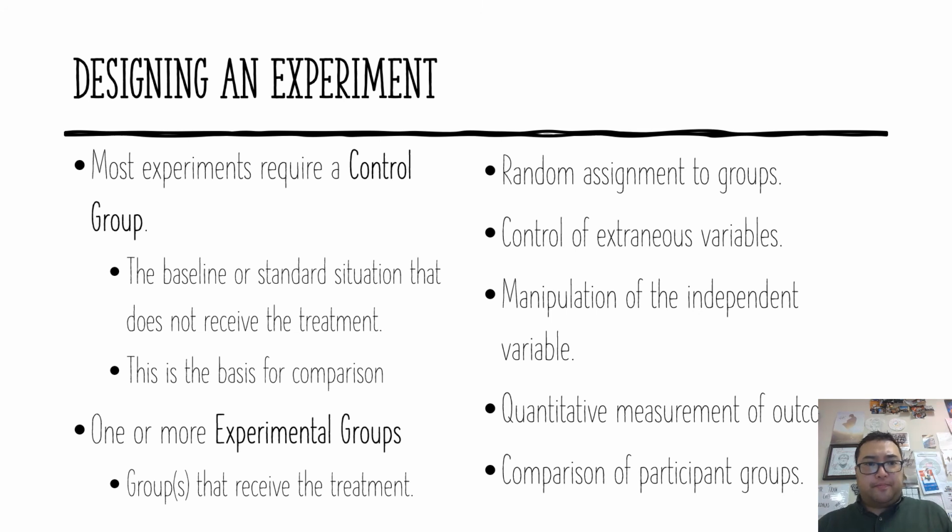So, designing an experiment. Most experiments require a control group. This is the baseline or standard situation that does not receive the treatment. And this is the basis for comparison. One or more experimental groups is considered the groups that receive the treatment, different amounts of treatment. Other good points about experimental design is that it must include a random assignment to groups, control of extraneous variables, so no confounding variables must be found, and then manipulation of the independent variable, quantitative measurement of the outcome, and the comparison of participant groups.